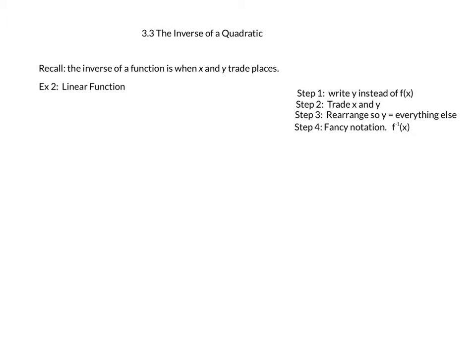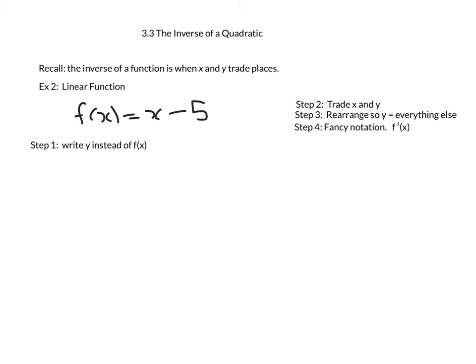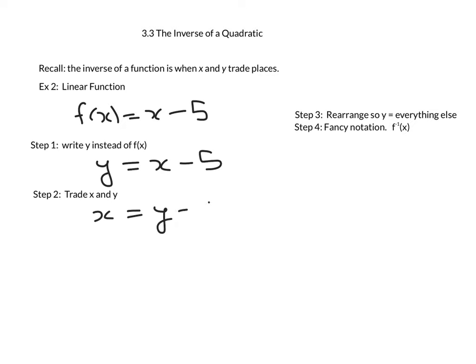Let's now try this for the linear function. We're going to start with the function f of x is equal to x minus 5. Step 1, write y instead of f of x. So we're going to get rid of our fancy notation and we're going to write it as y equals x minus 5. Step 2, we're going to trade x and y. So we're now going to write it as x equals y minus 5.